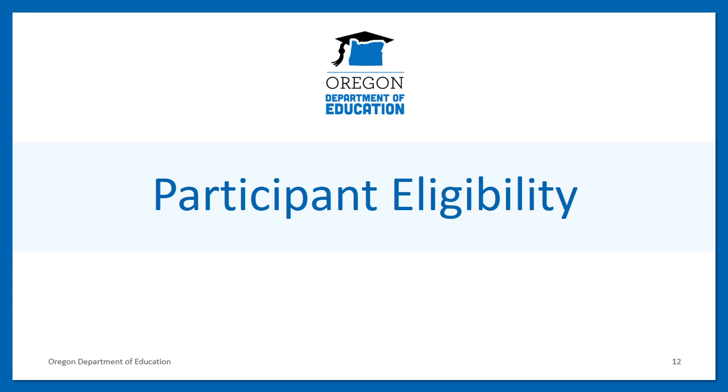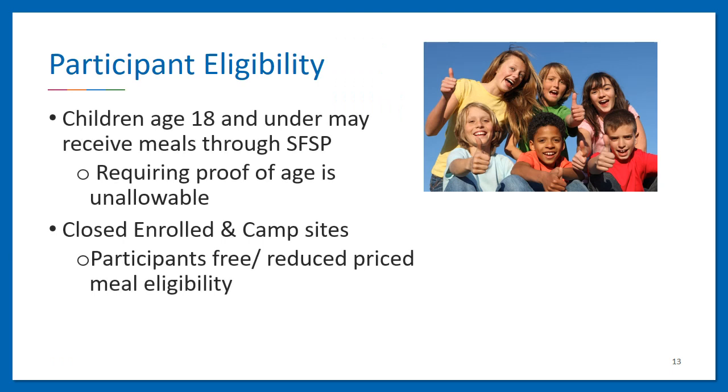Next, we are going to review participant eligibility. Generally speaking, children and teens ages 18 and under may receive meals through SFSP. A person 19 years of age and over who has a mental or physical disability as determined by a state or local education agency and who participates during the school year in a public or private nonprofit school program established for the mentally or physically disabled is also eligible to receive meals.